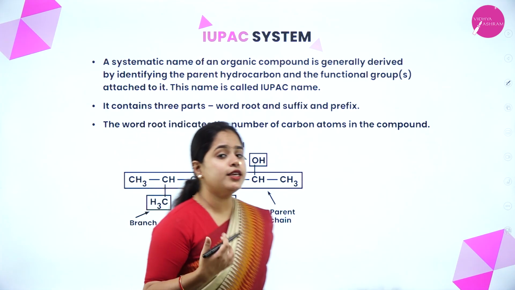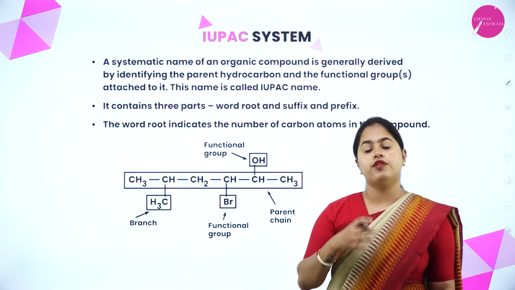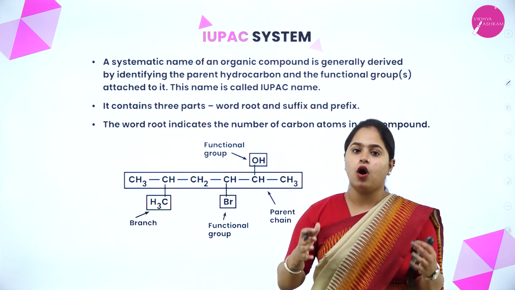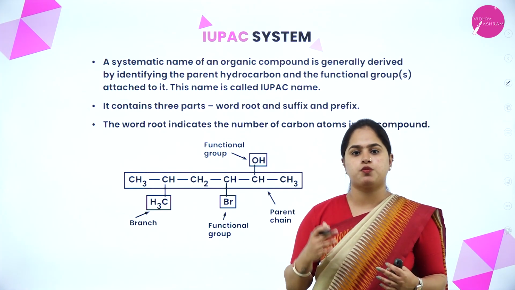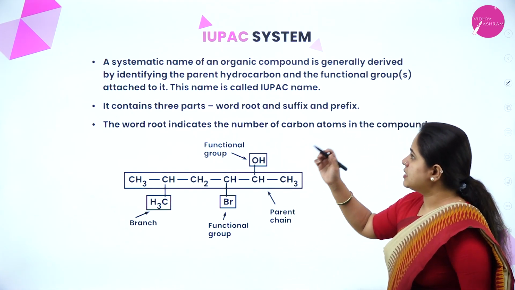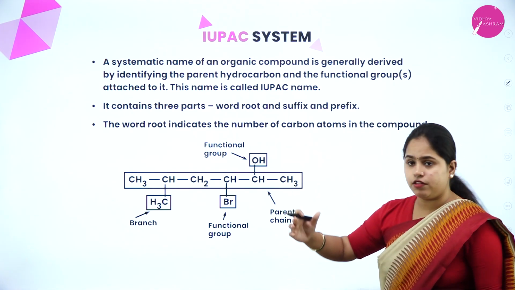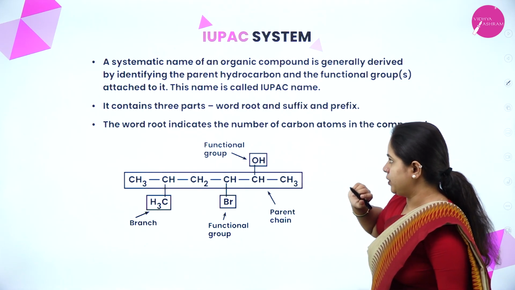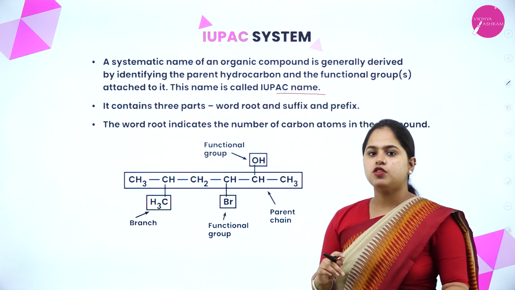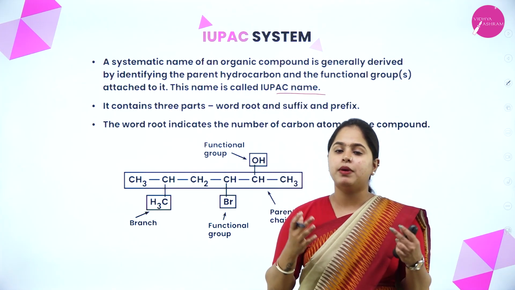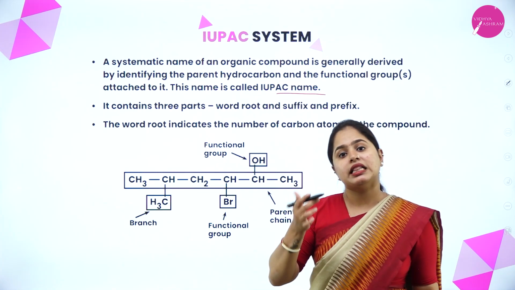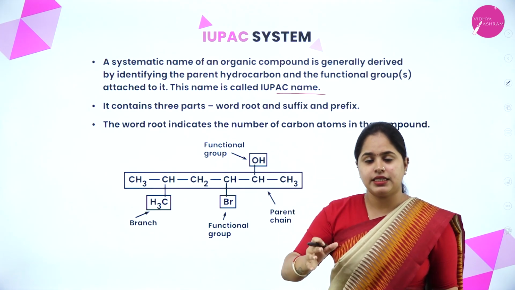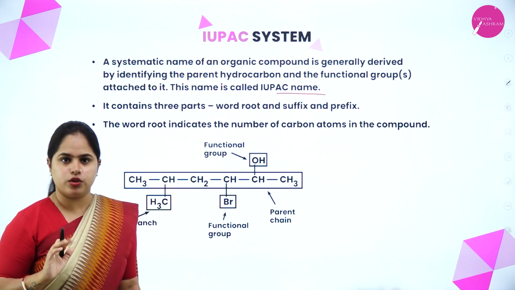Now moving on to the IUPAC system. As I said, there must be an official name of the organic compound as well. So the IUPAC name of the organic compound is based on certain rules proposed by the IUPAC. A systematic name of an organic compound is generally derived by identifying the parent hydrocarbon and functional groups attached to it. This name is called the IUPAC name. Any organic compound will have a parent hydrocarbon, and in that parent hydrocarbon, many functional groups will be attached. Based on that, the IUPAC name will be given to the organic compound.